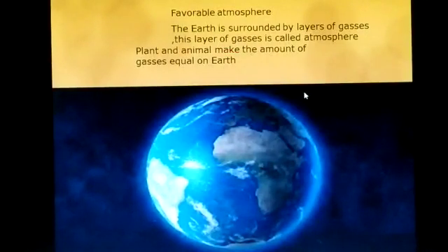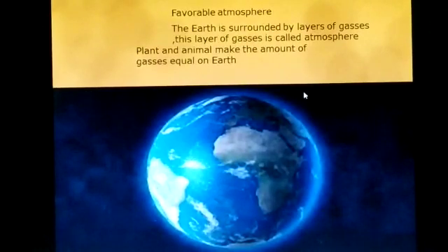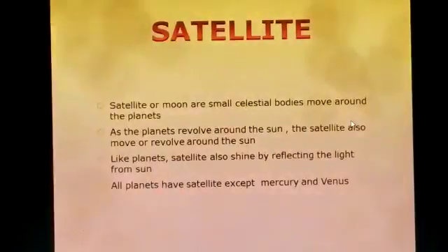We have a favorable atmosphere. The Earth is surrounded by layers of gases. This layer of gases is called the atmosphere. Plants and animals keep the amount of gases equal on Earth. Plants release oxygen, and animals and human beings release carbon dioxide. So it is keeping the amount of gases equal on the Earth.